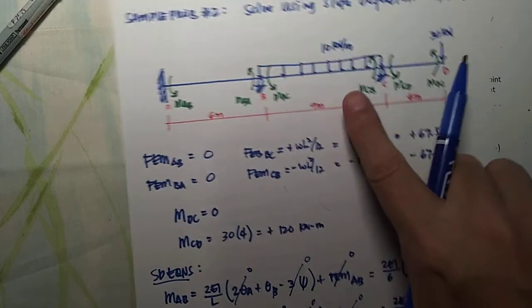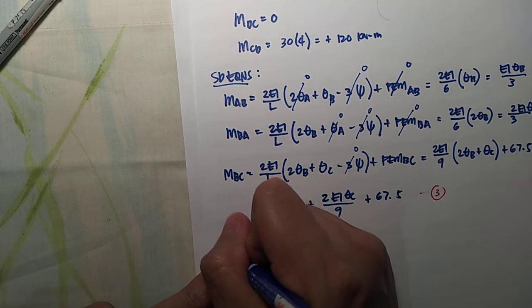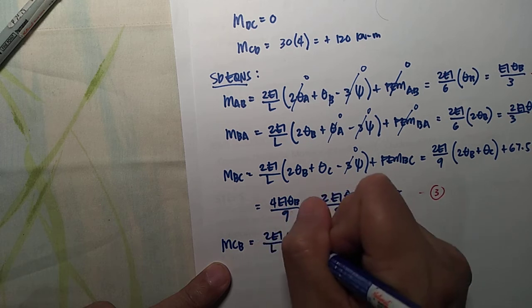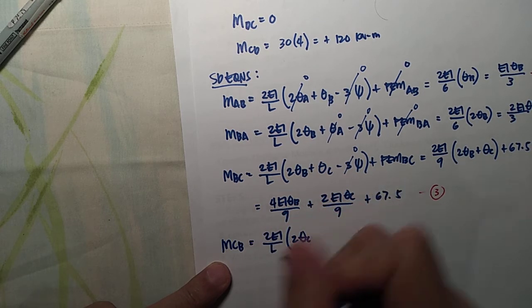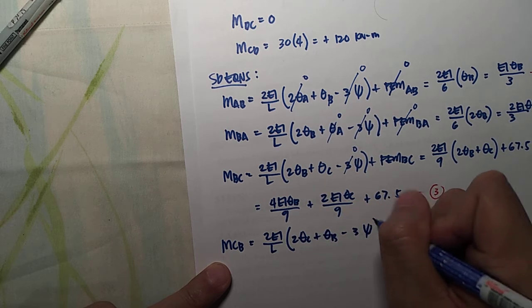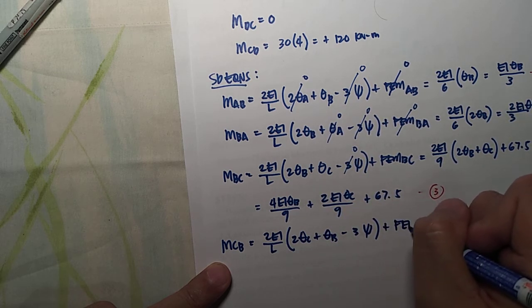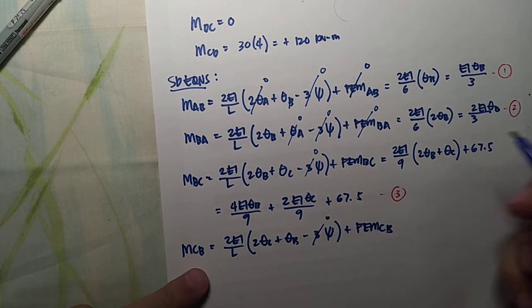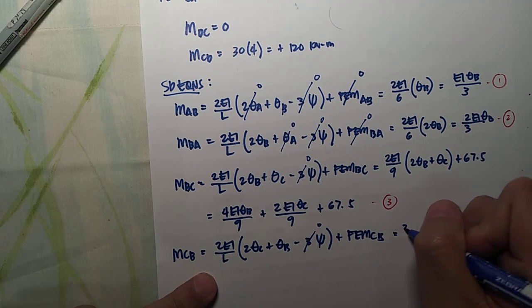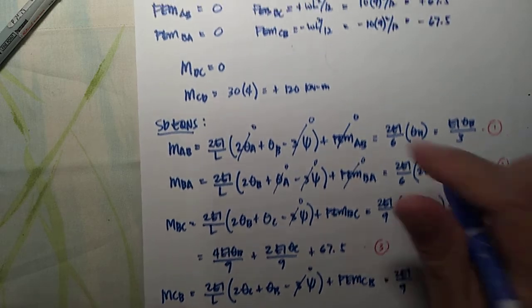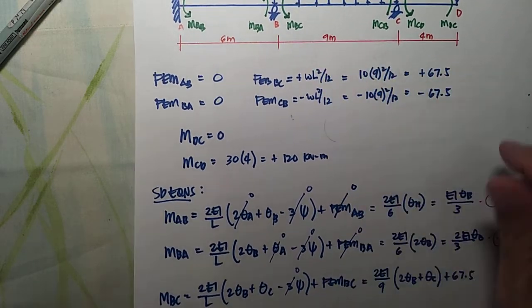Then for CB naman, for CB, MCB is equal to 2EI over L twice theta C plus theta B minus 3 psi plus FEM CB. Okay, so this is 0. So this becomes 2EI over 9. 9 is the length, no? So like 9 meters yung length natin.